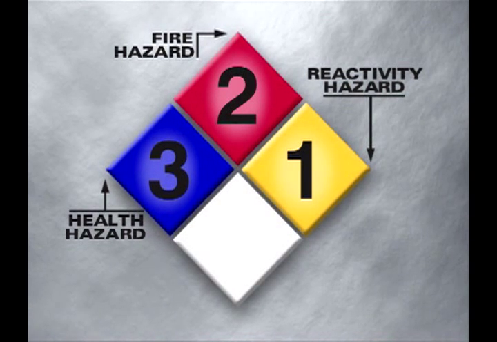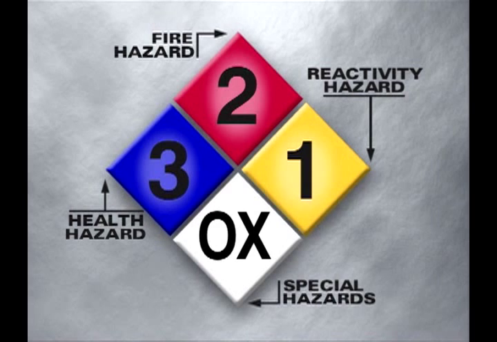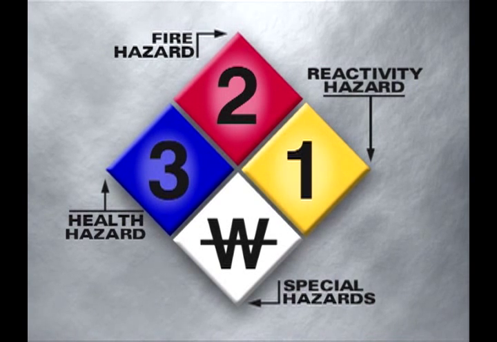The bottom square is white and indicates any special hazard that the material may present, such as whether or not the material is explosive or reactive with water. Sometimes a number is used, or sometimes a short abbreviation such as OX for an oxidizing agent. A /W indicates water reactivity and is especially important for firefighters because it indicates that the material is water reactive.